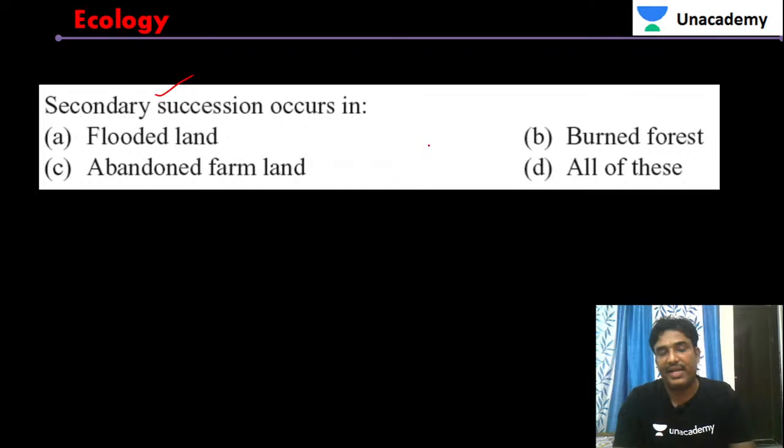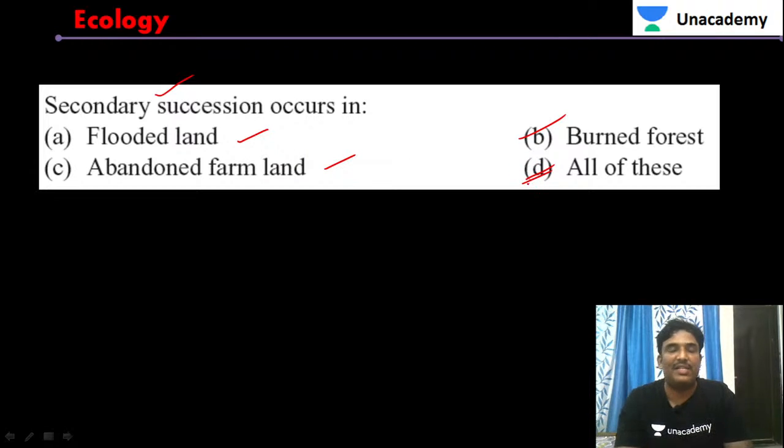Similarly here you see secondary succession. Secondary succession also occurs on flooded lands, burnt forest and abandoned farmland. So all these statements are applicable for secondary succession.